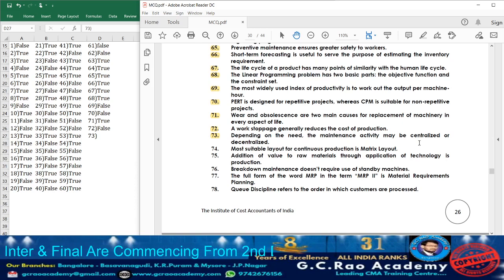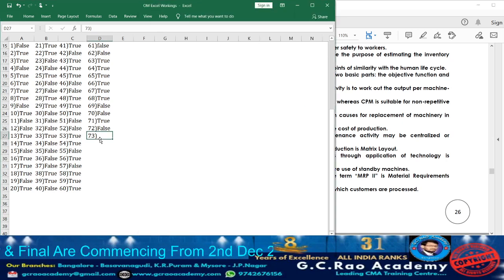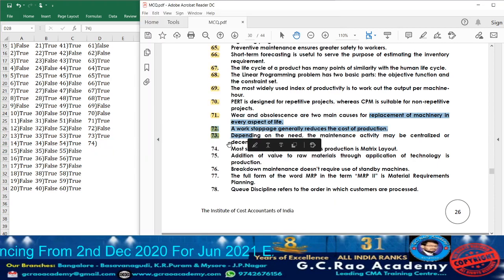Yes, the statement is true. Actually, it is a repeated question. Already, it is covered. Yes or no? So, take down statement 73. It is true. Now, moving on to statement 74.